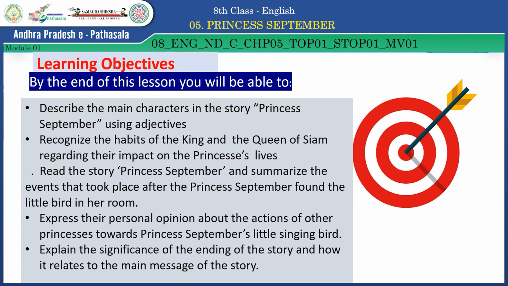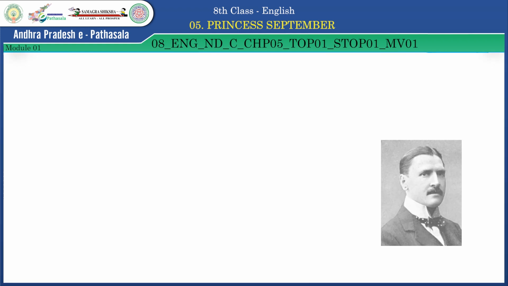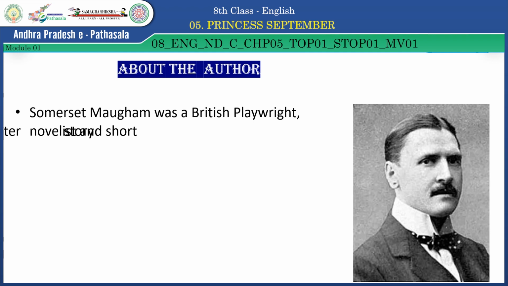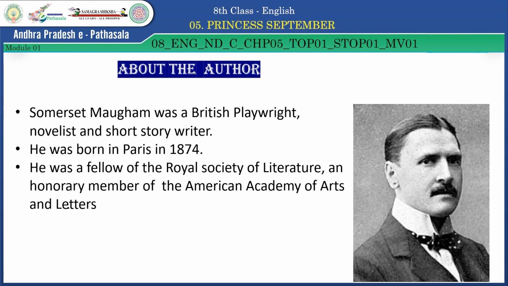Before going to read the story Princess September, let's know about the author of it. About the author. Somerset Maugham was a British playwright, novelist, and short story writer. He was born in Paris in 1874. He was a Fellow of the Royal Society of Literature, an honorary member of the American Academy of Arts and Letters. He died on 16th December in 1965.